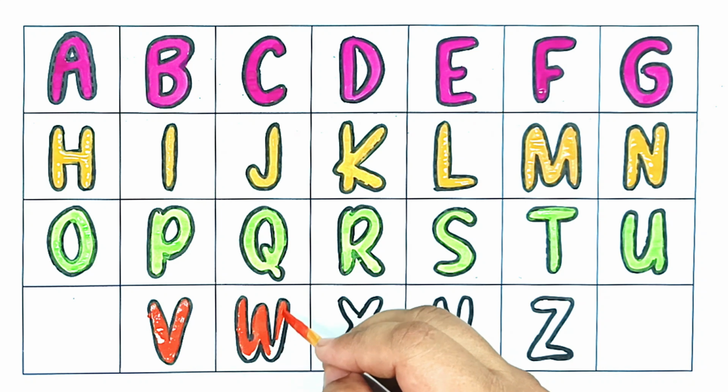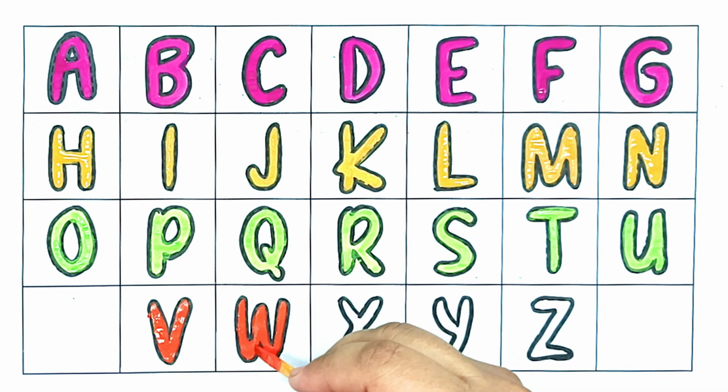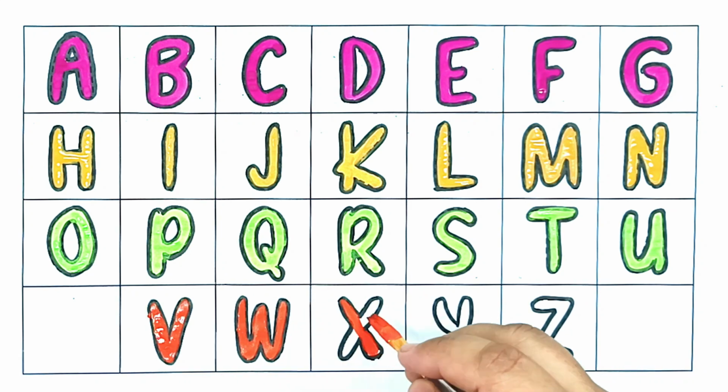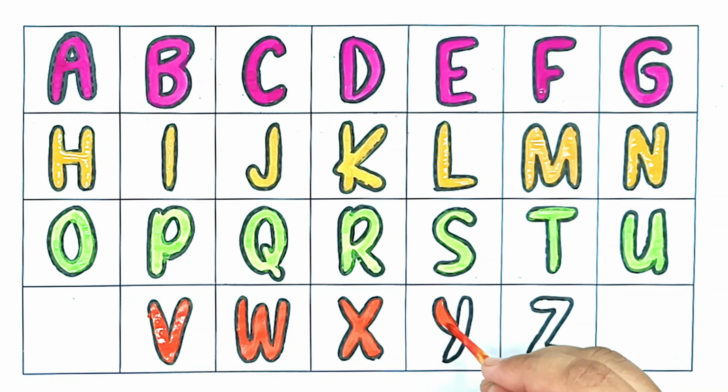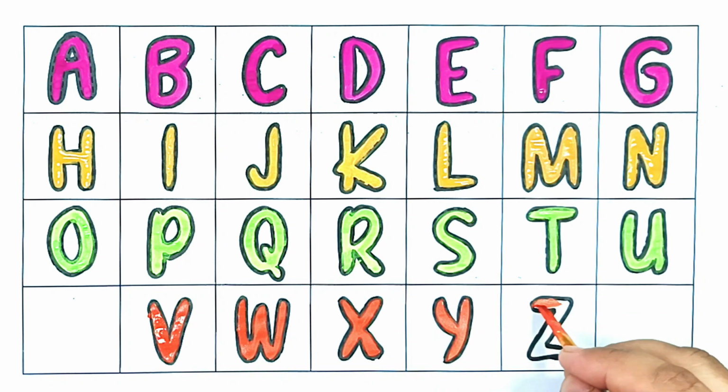W for watch, W for watch, X for xylophone, X for xylophone, Y for yacht, Y for yacht, Z for zebra, Z for zebra.